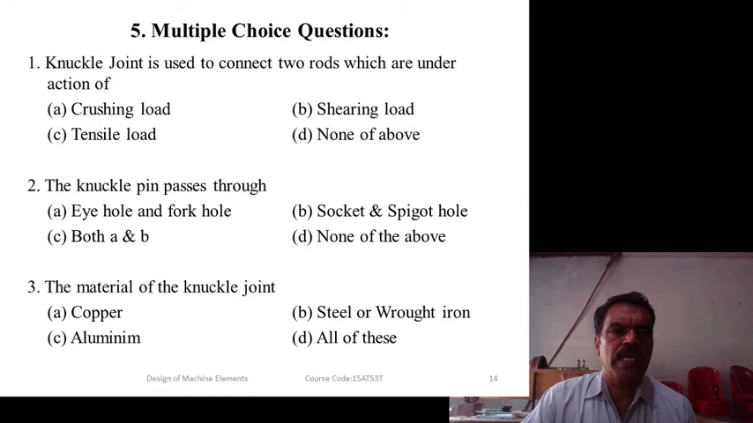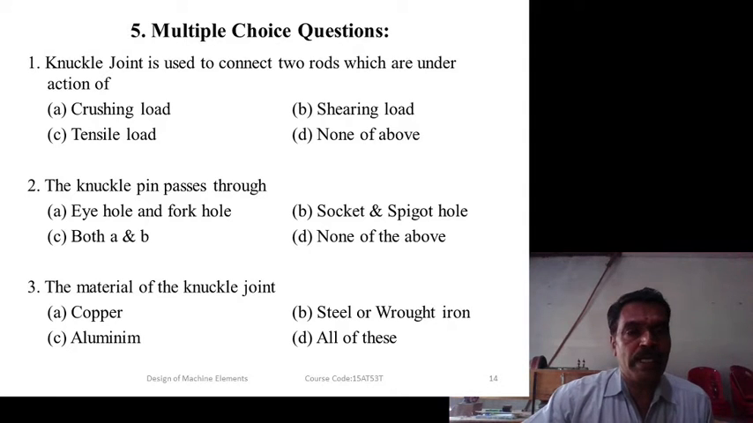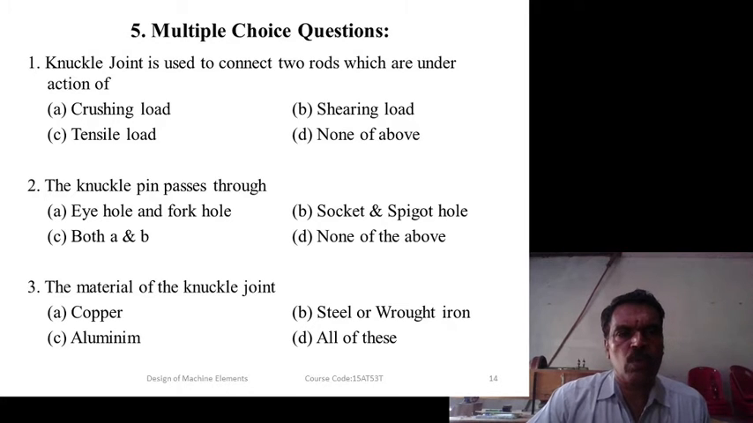So first, the knuckle joint is used to connect two rods which are under the action of... Actually, what is the definition or use of the knuckle joint? For what purpose are we going to use the knuckle joint? We have already discussed that clearly in the beginning. Okay, so the knuckle joint is used to connect two rods which are under the action of tensile load, because this joint is used only for tensile applications, not for compressive as well as shearing. Therefore tensile load is the right answer for this question, that is option C, the right answer for question number 1.